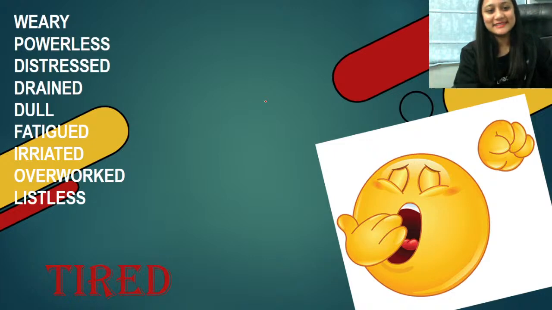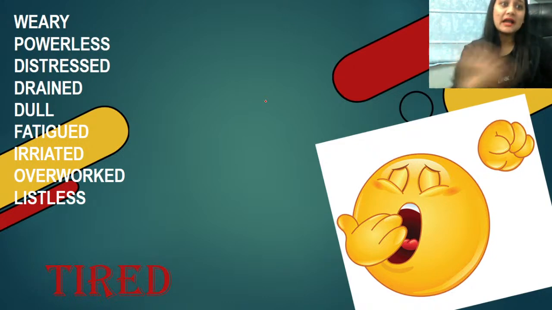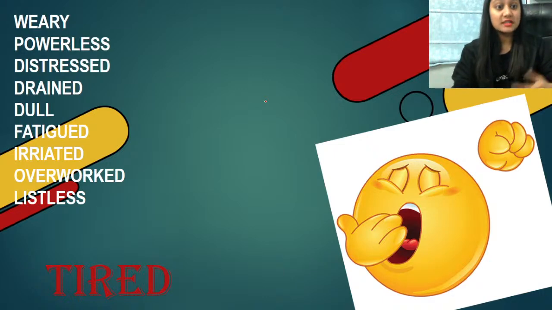Next is tired. So when you are done with your work, still you feel tired. When you're back from school, you are tired. But let's give other terms. In fact, lots and lots of terms for tired. And they are weary, powerless, distressed, drained, dull, fatigued, irritated, overworked, or listless. I repeat, the terms are weary, powerless, distressed, drained, dull, fatigued, irritated, overworked, or listless.